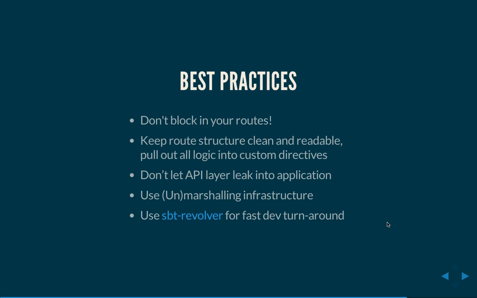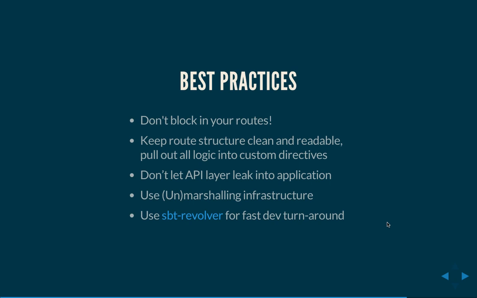Then, if you use the marshalling/unmarshalling infrastructure that comes with Spray, this allows you to write your API code really nicely, as we've seen before, and it allows you to tie in this serialization logic with type classes through the Scala compiler, which has all kinds of benefits.